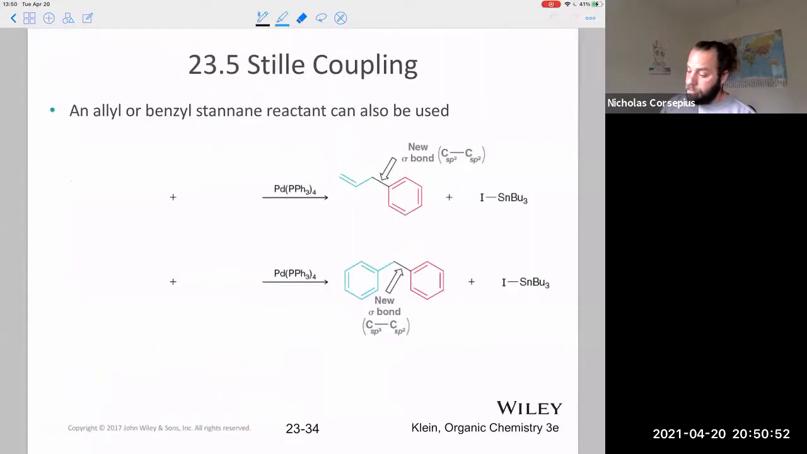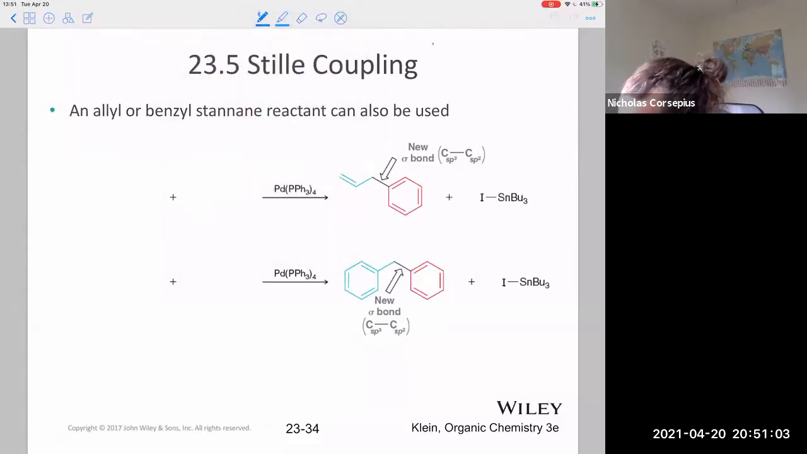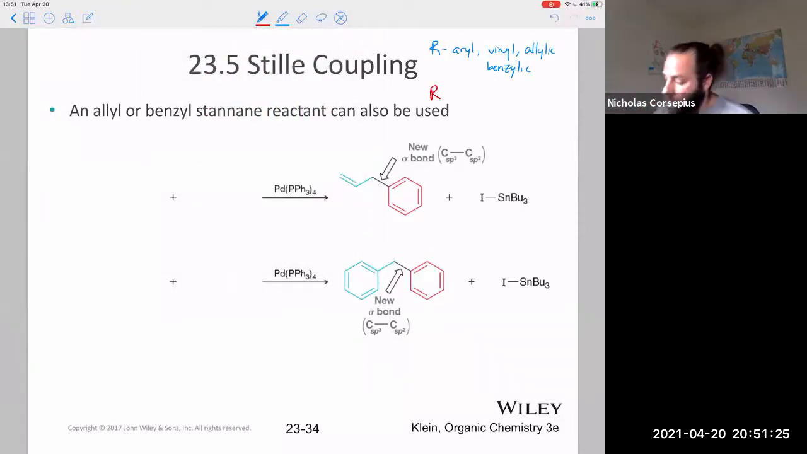If we're going to go in the reverse direction, how do we figure out what's what? So remember that this can be a little bit more tricky. Let's just review again what our limitations are for the R group that's on our organostannin. This can be aryl, vinyl, allylic, or benzylic. And what about the R group that was on our halogen? This has to be aryl or vinyl.